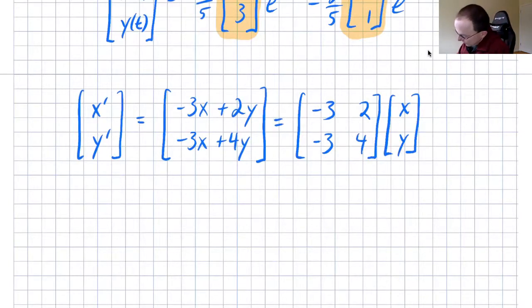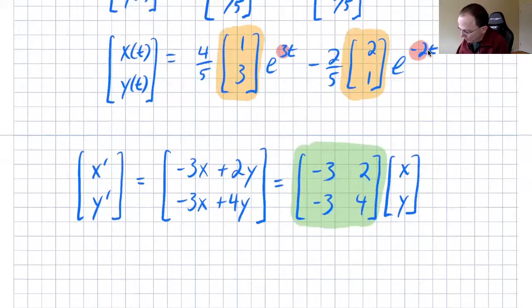Okay, so this matrix here is really the key to understanding this system of differential equations. Let's have a look at this matrix. I want to show you something very interesting that's happening with this matrix and these two vectors and these two values. It turns out that this vector is what's called an eigenvector of this matrix, and the corresponding eigenvalue is this 3.